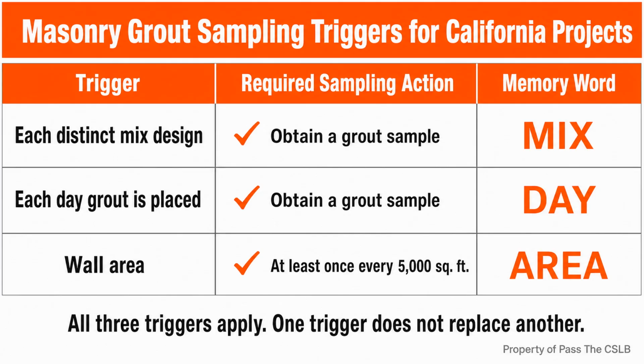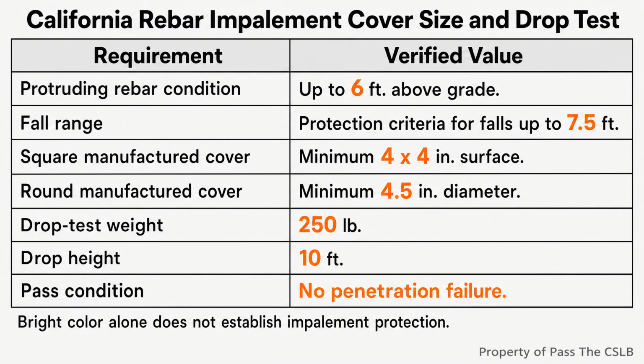A manufactured square cover must provide at least a 4x4-inch surface. A round manufactured cover must have at least a 4.5-inch diameter. The protective system must withstand a 250-pound weight dropped from 10 feet without penetration failure. The reference table puts the numbers together because this is one place where visual comparison helps. 6 feet addresses the protruding rebar condition identified in the source.